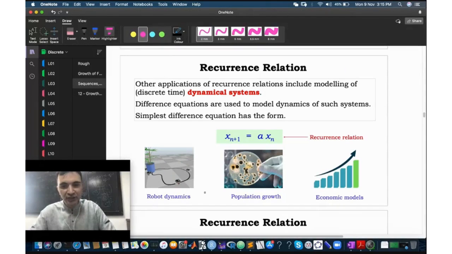Applications में robot dynamics हैं, population growth है, जैसे आप लोग कह रहे थे अभी बैक्टीरिया की जो growth है, तो you can model it using recursion. It may not be geometric. कुछ species के case में it's geometric, कुछ cases में it's exponential, but it's always modeled using recurrences. You can use recurrences to model it, and also to build economic models of how economies grow.